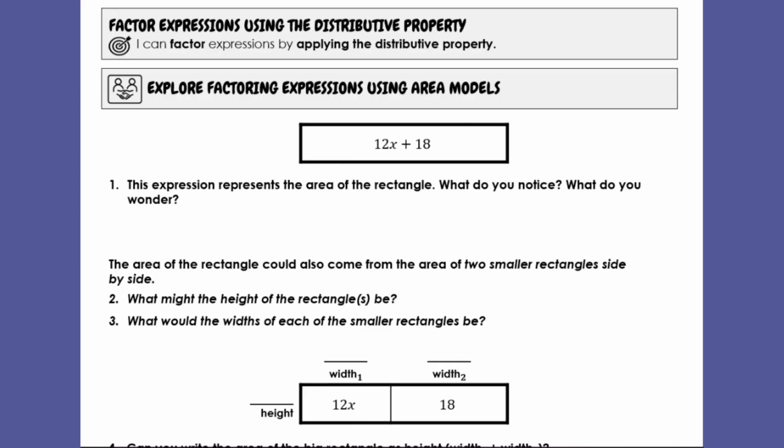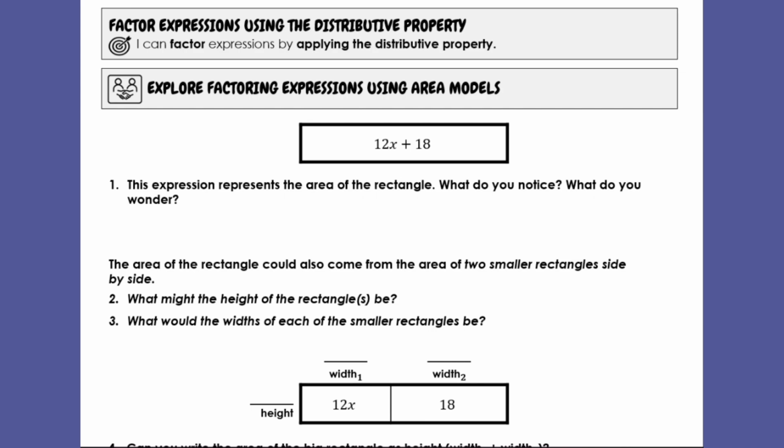But some things that you might have thought about are that both terms are positive. Maybe you notice one term has a variable, the other term does not. Maybe you notice 12 and 18 share some common factors. They're both even numbers. A couple different things. There's no right or wrong answer, just kind of getting you thinking about what those terms have in common.